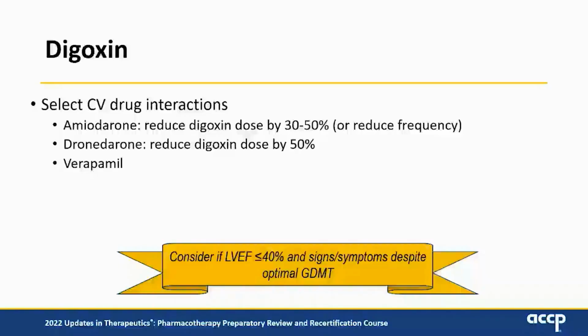So regardless, digoxin is an option in our patients with an EF of 40% or less who are still having heart failure signs, symptoms, or hospitalizations despite optimizing that top row in our algorithm.